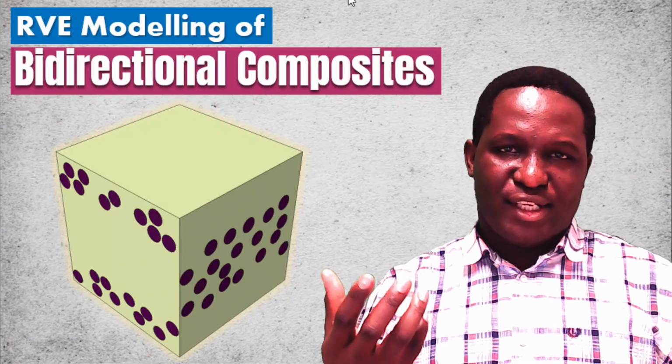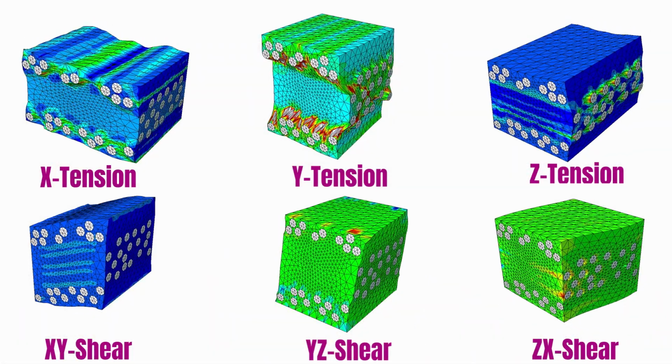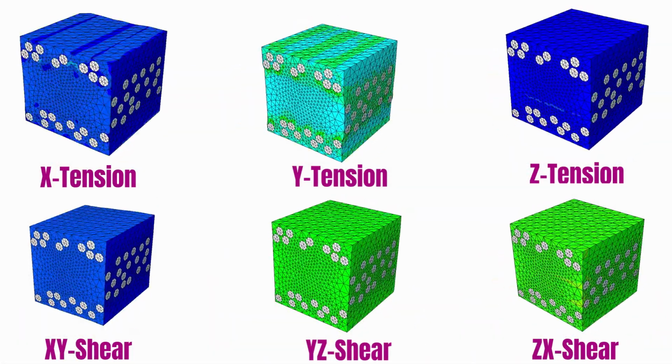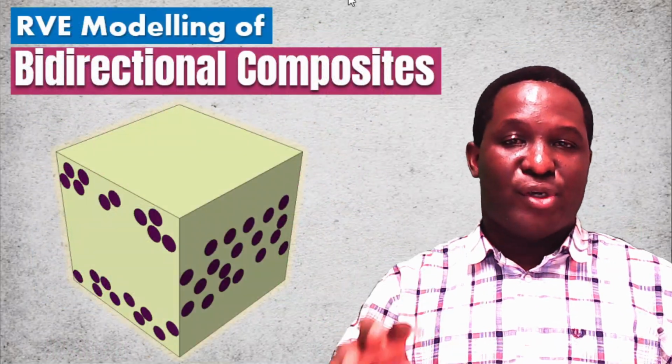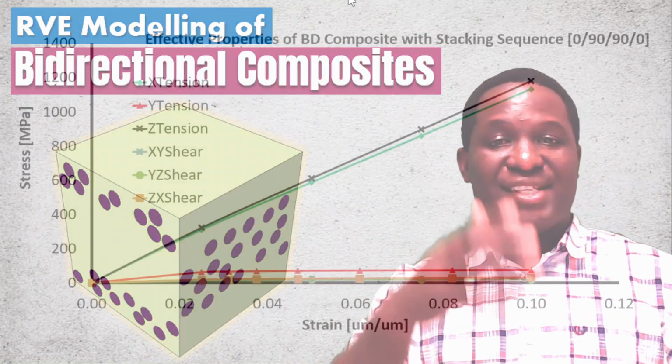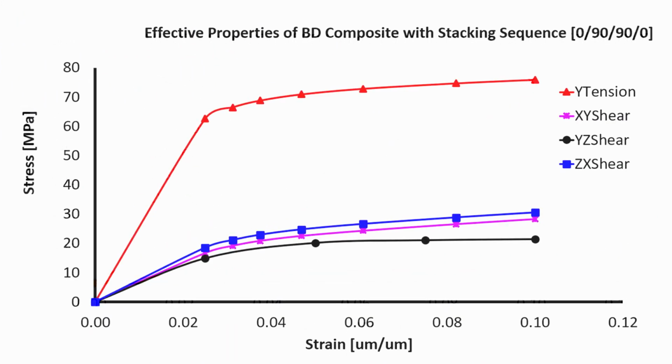At the end of the simulation, these are the kind of results that we will get, and these are basically unidirectional axis deformations as well as shear axis deformation. We also went ahead to generate the stress strain plot from these different simulations.